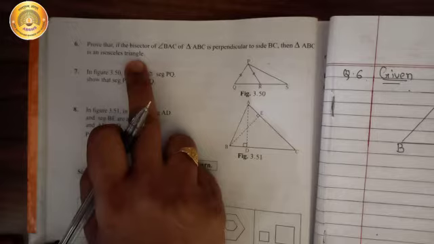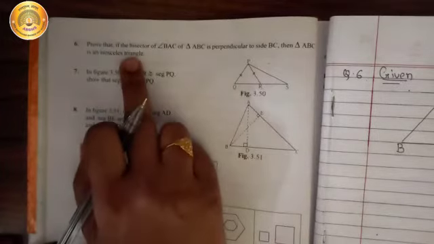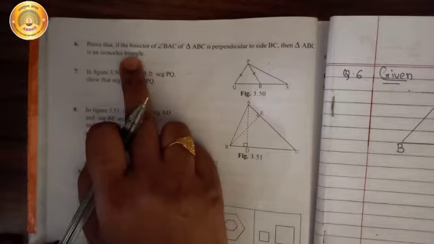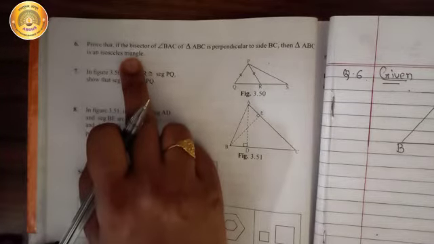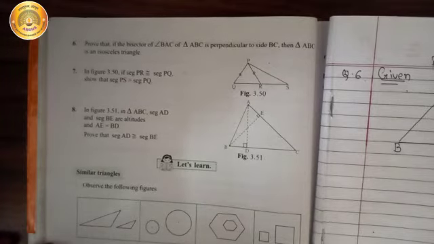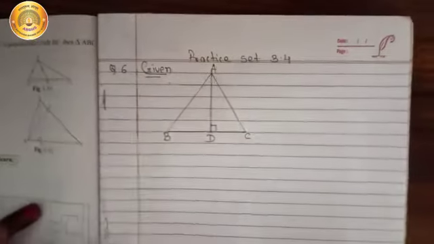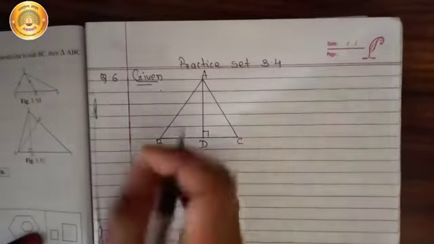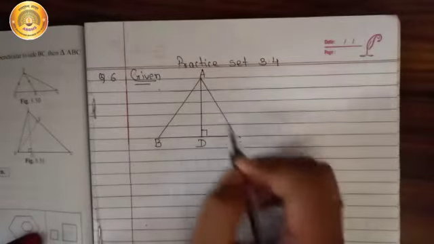So here we have to prove that the given triangle is an isosceles triangle. Isosceles triangle means the triangle in which two sides are congruent. Those triangles are called isosceles triangles. I have drawn the figure here for practice set 3.4 question number 6. So the triangle ABC is drawn.